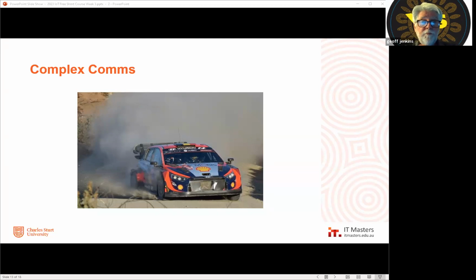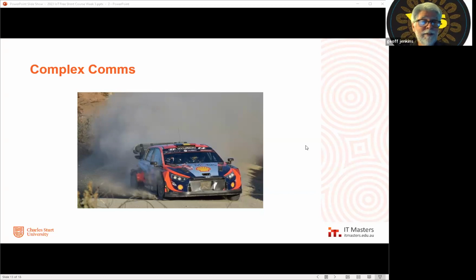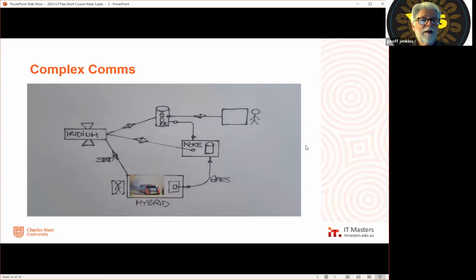Good. Complex communications. I think I know which one this is. Oh, yeah. Yes, indeed. The car's nice, but I put the car in every slide, Shane, so you can jump forward.